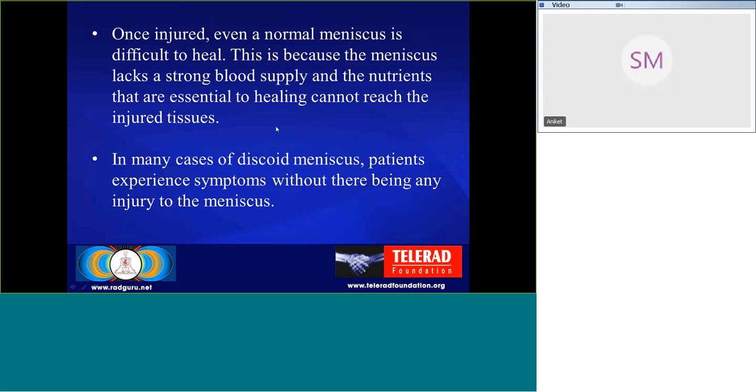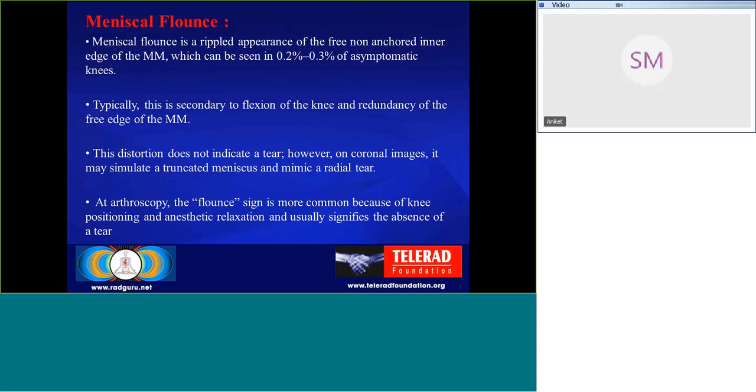Once injured, even a normal meniscus is difficult to heal. This is because the meniscus lacks strong blood supply, and the nutrients essential to the healing cannot reach the injured surfaces. But in the case of kids, the peripheral tears will heal better because of the meniscal plexus, which is seen in the periphery. But in the case of the discoid meniscus, patients actually experience symptoms even without any injury to the meniscus.